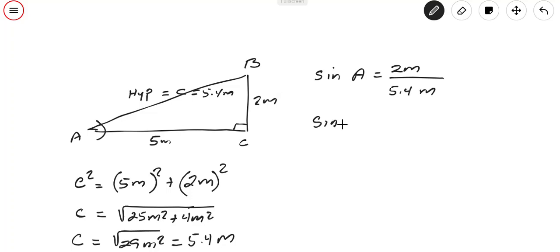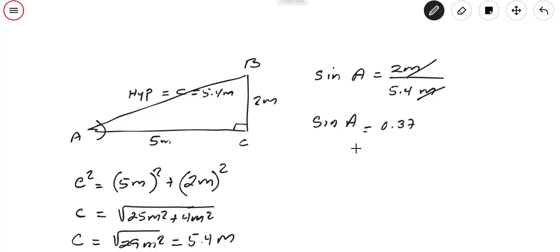So the sine of A, if I simplify the meters out, would be 2 over 5.4. So 2 divided by 5.4, according to my calculator, is approximately 0.37.